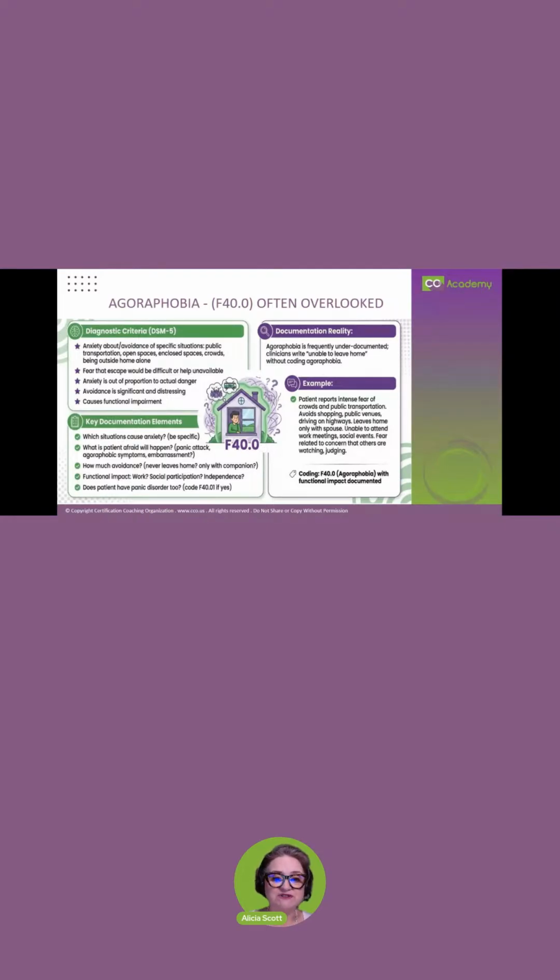That shows specificity. Now, here's an example. Patient reports intense fear of crowds and public transportation, avoids shopping, public venues, driving on highways, leaves home only with spouse, unable to attend work meetings or social events, fear related to concern that others are watching and judging. That's F40.0, agoraphobia with documented functional impact.